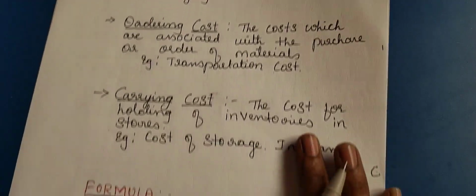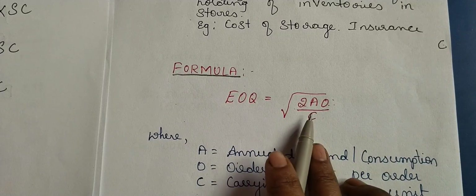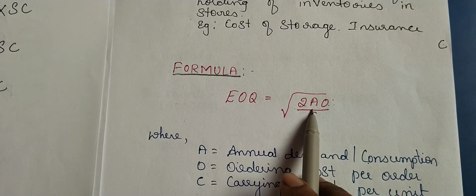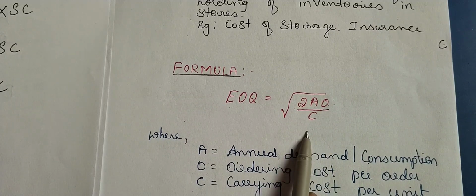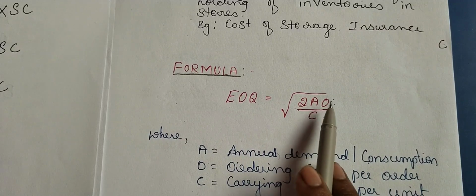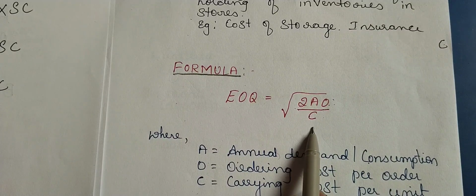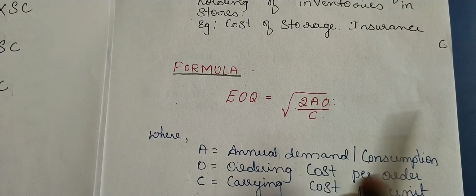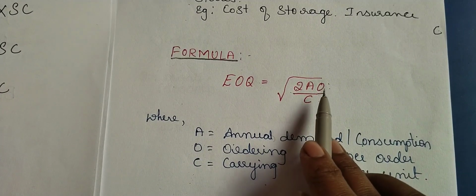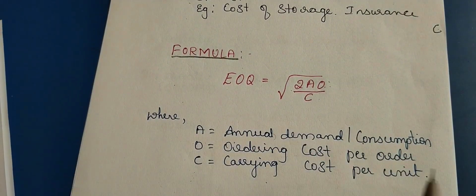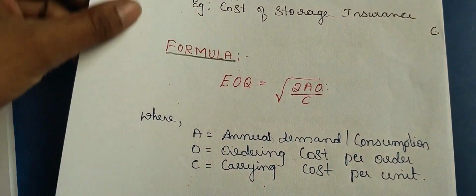Now, we'll see the formula. See, EOQ is equal to the square root of 2AO by C. A is annual consumption, O is ordering cost per order we are taking, and C is carrying cost per unit we are taking. This is ordering cost per order and carrying cost per unit on the price we will calculate. Okay. In some textbooks, ordering cost is given as B. So you can use the formula. If you understand what you need to input, then you will get output properly, correctly. So no need to worry about it.